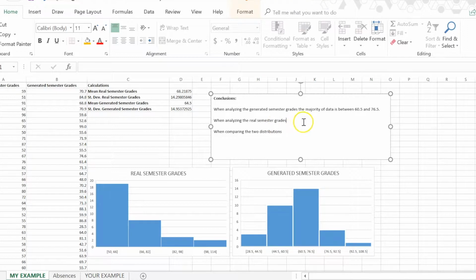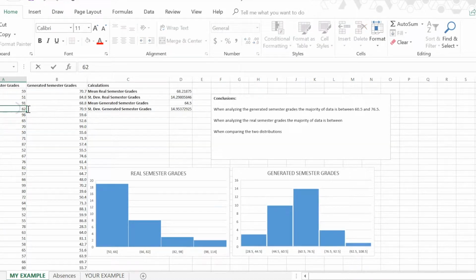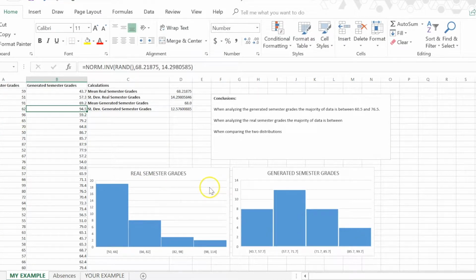Now let's look at those real semester grades. When analyzing the real semester grades, the majority of data is between. Now this one should look exactly the same as mine because again, we talked about these being constant values. They're not regenerated, so your graph should look the same as mine. All right, so for here, the majority of my grades are between 50 and 66.